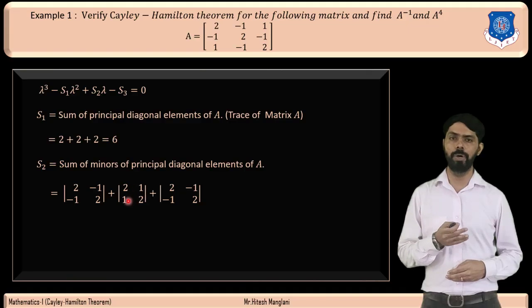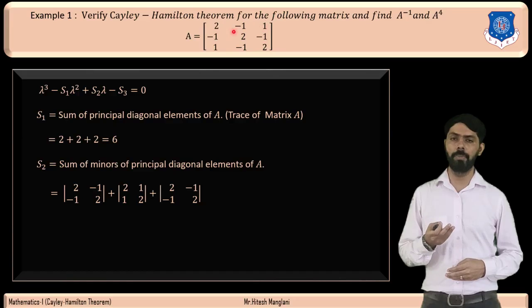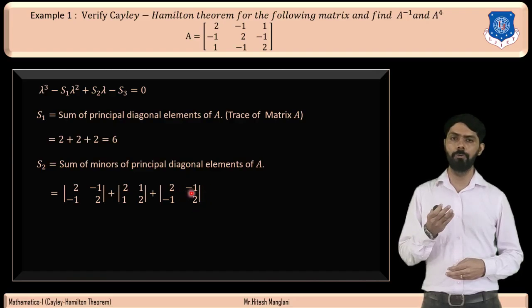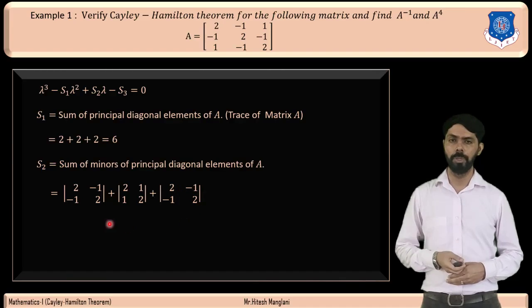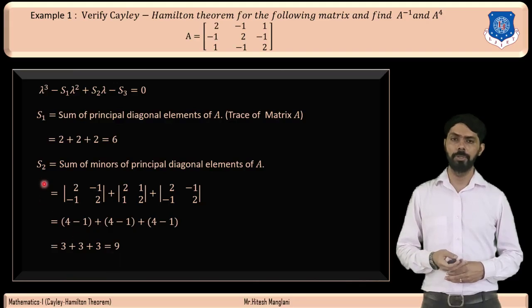Plus, now we take the minor of this 2, which lies in third row and third column. We hide the third row and third column, so the matrix will be [2, -1; -1, 2], and we take its determinant. If we simplify this, it will be 4 minus 1 plus 4 minus 1 plus 4 minus 1, so 3 plus 3 plus 3. So it will be 9. So the value of s2 is 9.